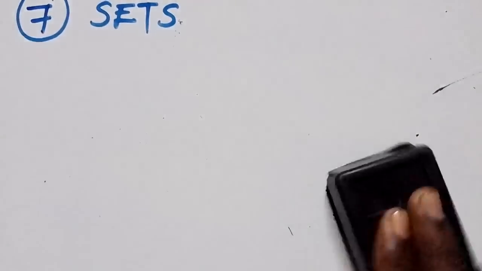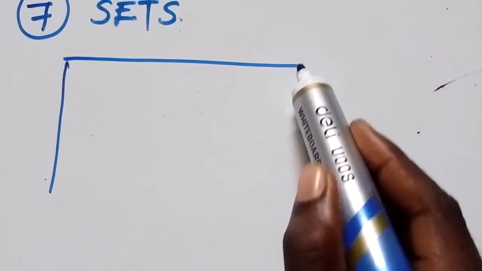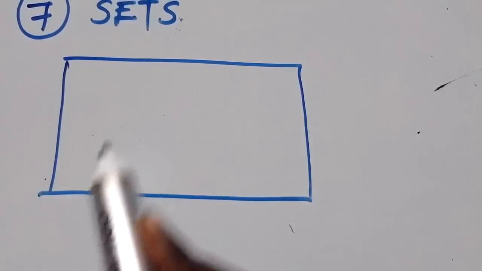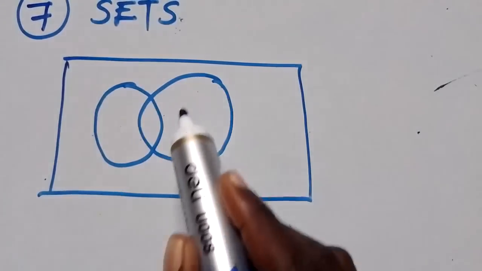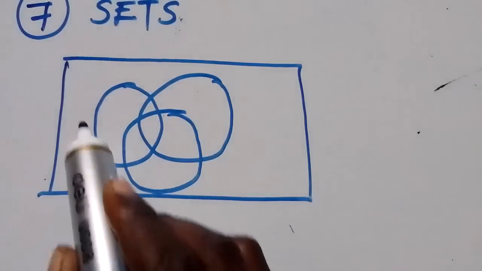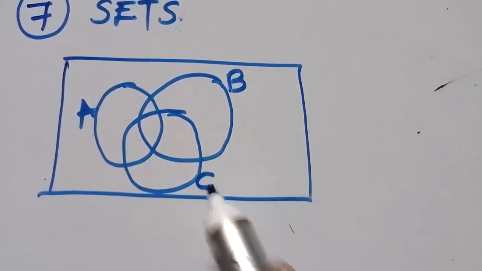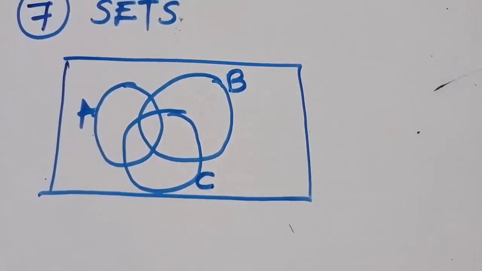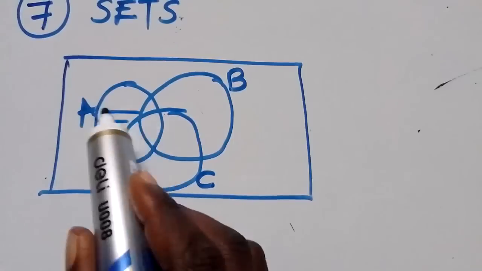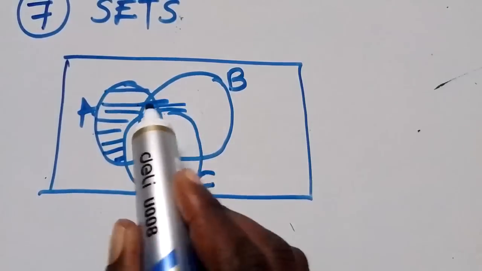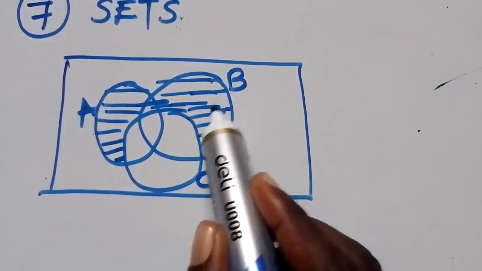What if now you are given a set, they have already a set shaded for you, then you are just told to describe something like this. This is what you are given. This is your A, this is your B, this is your C, like this. Then they have shaded this part here. That's the part they have shaded.